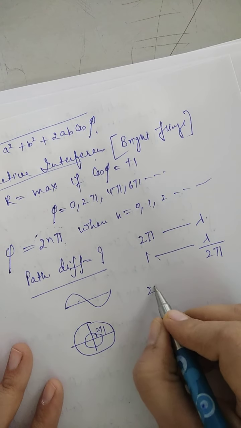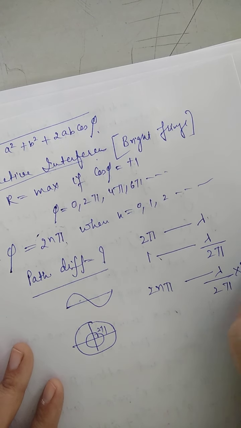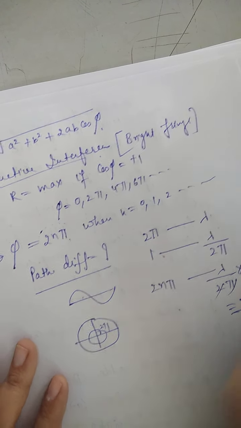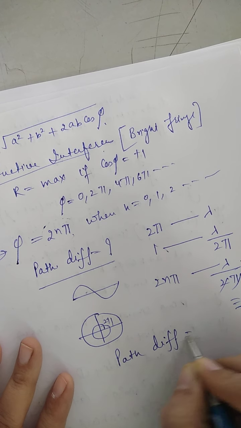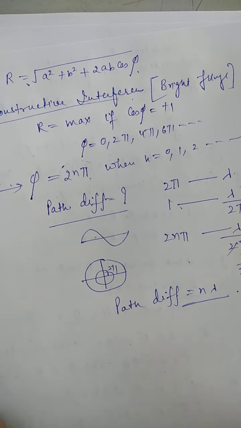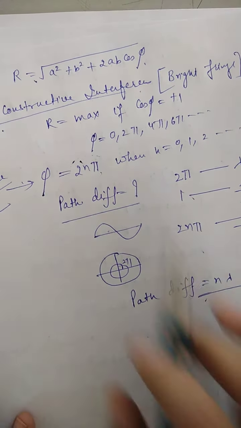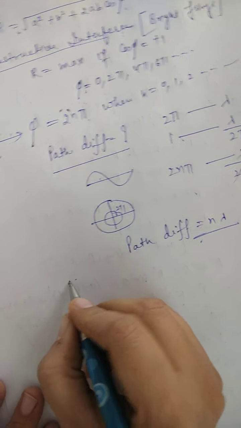And how much do you have here? 2nπ. So it is lambda upon 2π into 2nπ. This gets cancelled out and it becomes n into lambda. So here the path difference is n into lambda. So if n into lambda is the path difference, then this is the condition for constructive interference. Right, and corresponding to this, what is the maximum resultant?